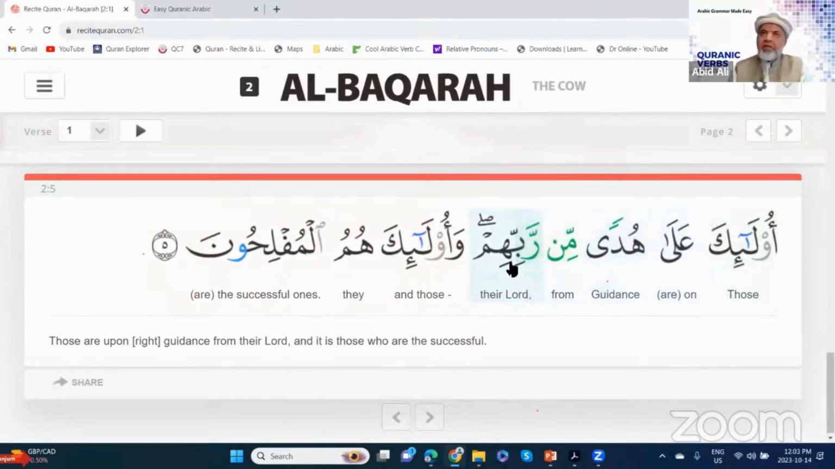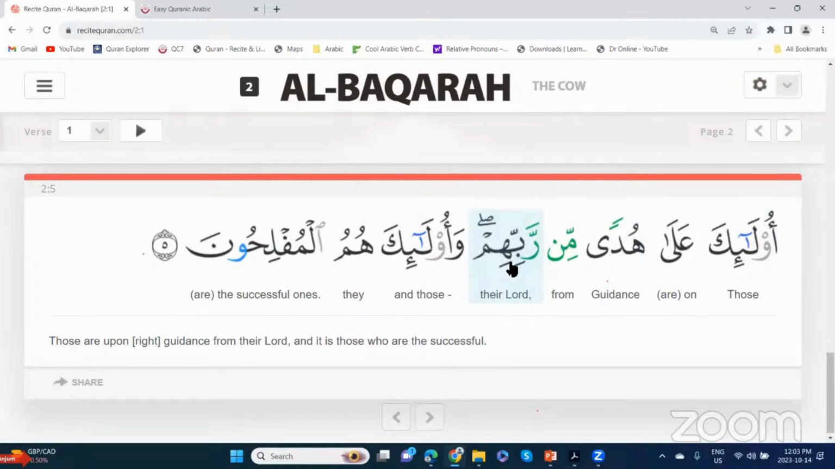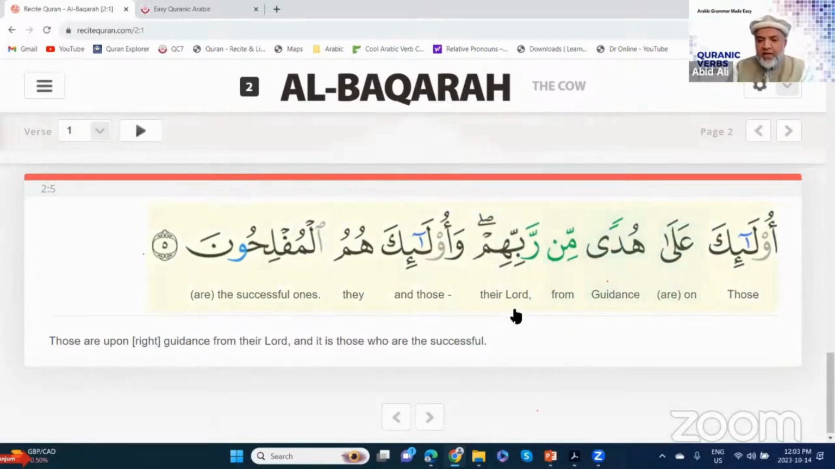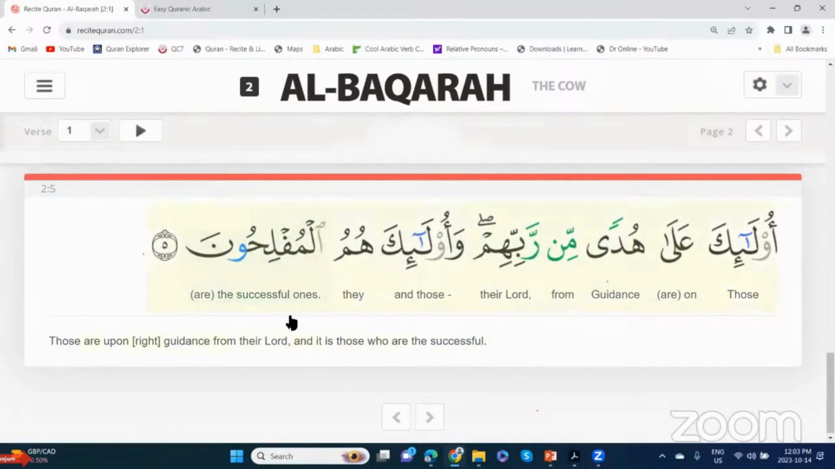Rabbihim. Compare kitabihi, kitabuhu, kitabuhum. Rabbuhu, rabbuha, rabbuhuma, rabbuhum, or rabbihim. You see that? Remember we did the kitabi in the beginning. So this is the attached pronoun. Because of the rabbi, the hum changes into him because it sounds better. Rabbihim, not rabbuhum, which doesn't sound good here. And they are the ones who are on the guidance from their Lord. Wa ulaika humul muflihun. Those are the successful ones.